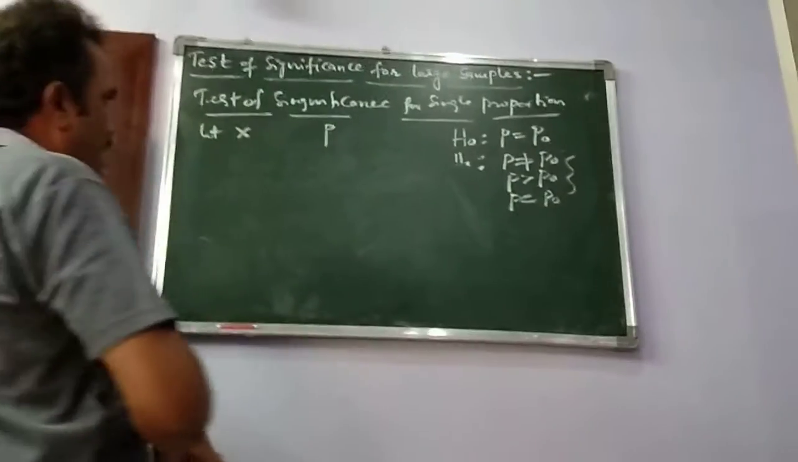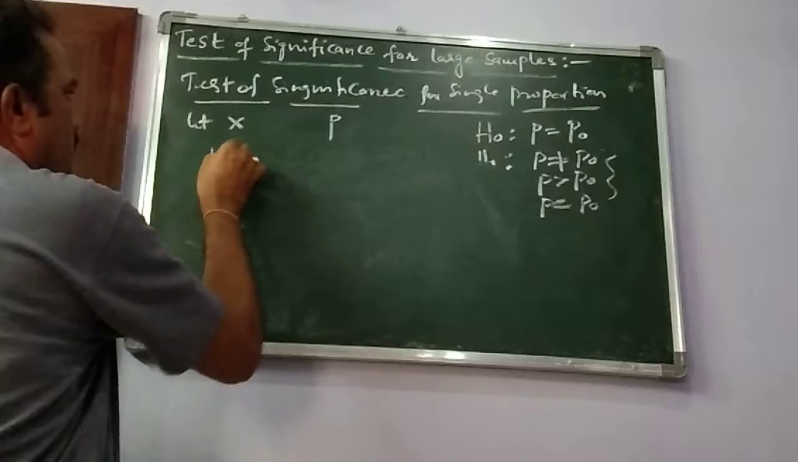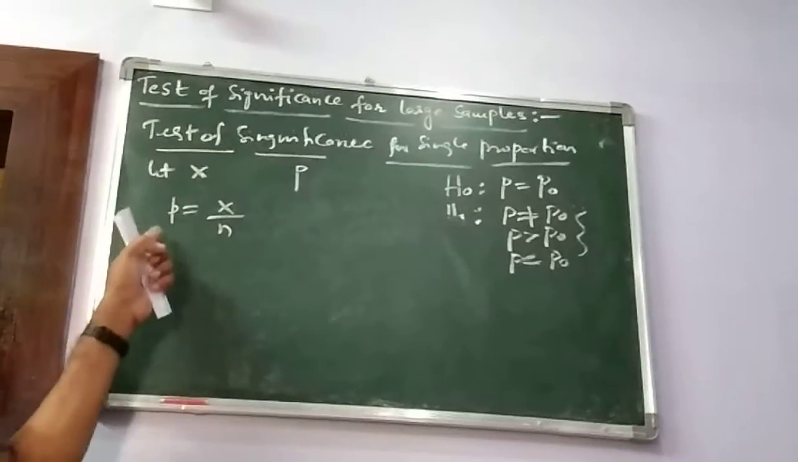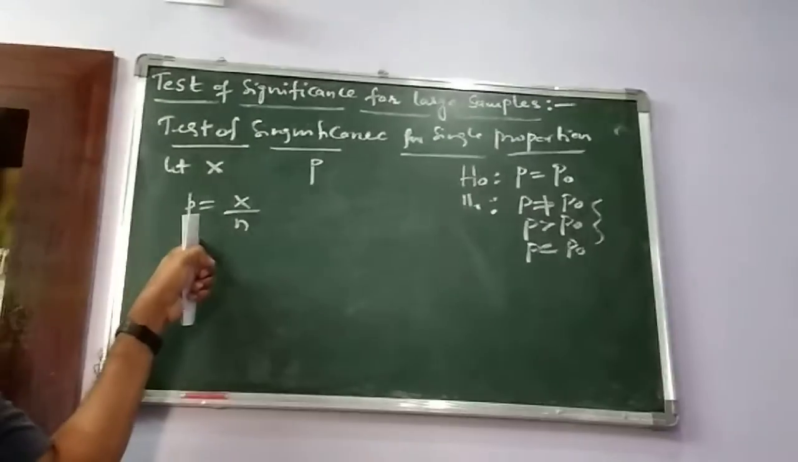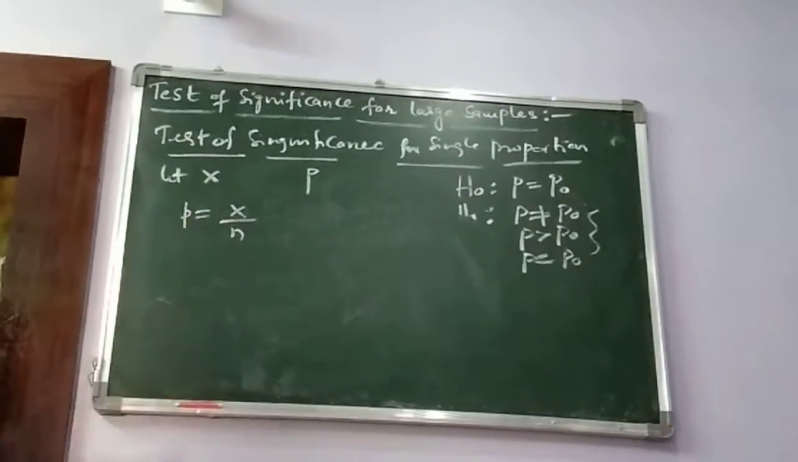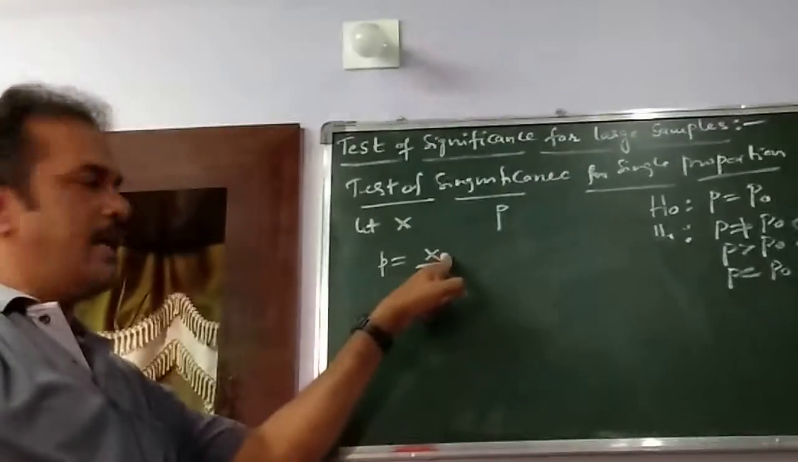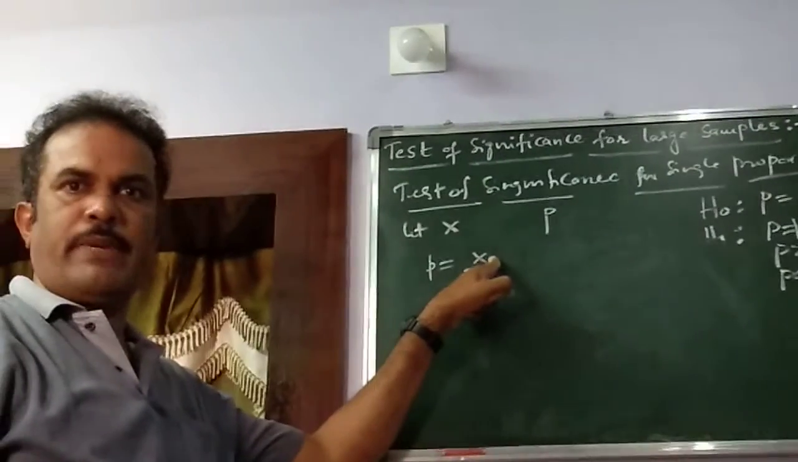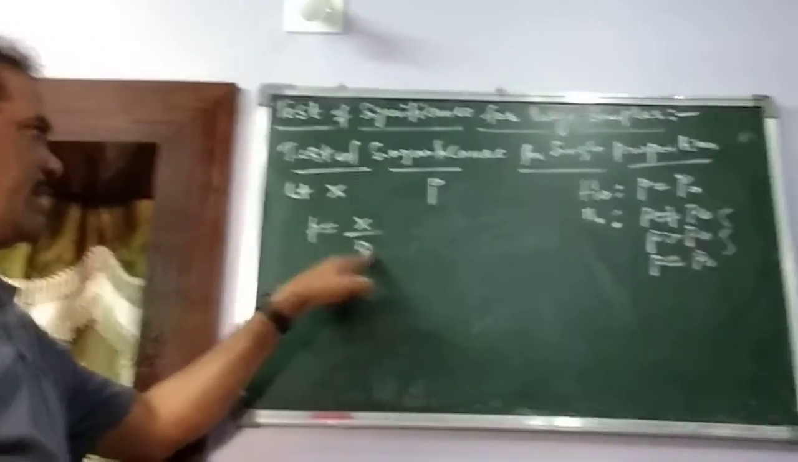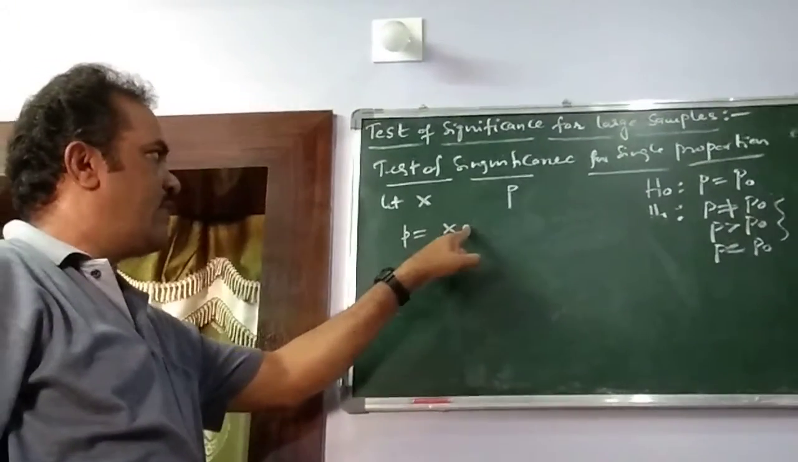Another approach is to consider the small p. Small p means x by n. What is small p? It is the observed sample proportion of success. Here, n is the number of independent trials, and x is the number of persons possessing the particular attribute. So p is the observed sample proportion of success, that is equal to x by n.